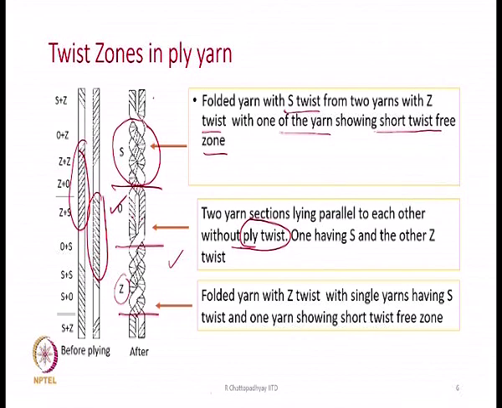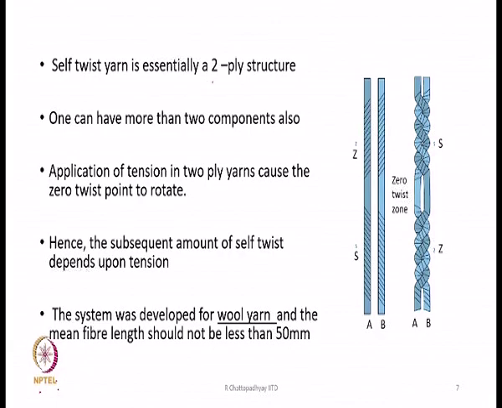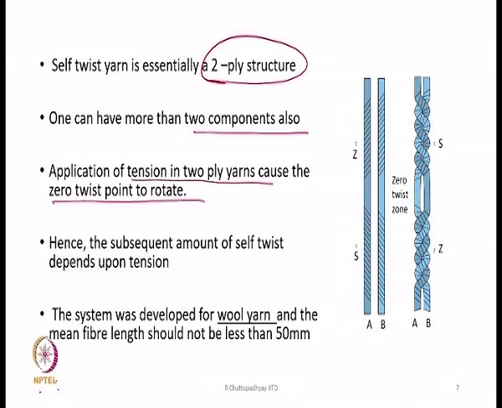Now, the point is how we are going to achieve it. For that, we need to discuss the real technology. We can just say now that self twist yarn essentially is a two ply structure. One can have more than two components also. Application of tension in the two ply yarn causes the zero twisted point to rotate, and there is a chance of twist redistribution depending upon the tension.